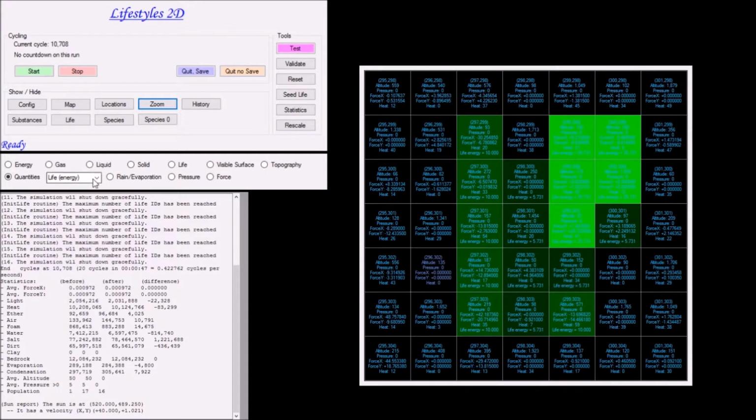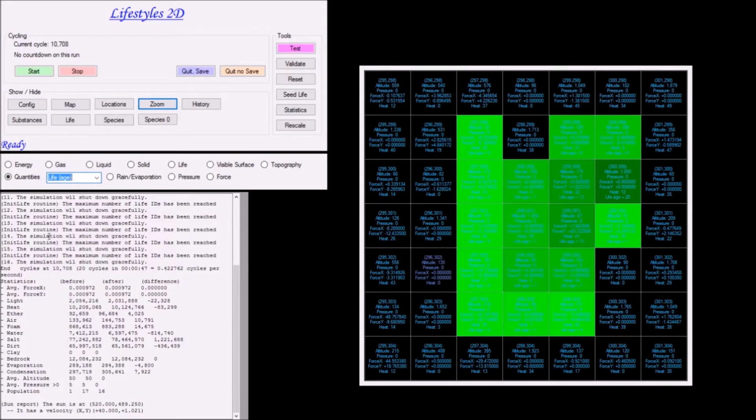Now, the energy is looking good. Some of them, okay, they're very young. Well, that's fair enough. The ones to the west and to the south have just been born, so they're a much brighter green because they're younger than the others.